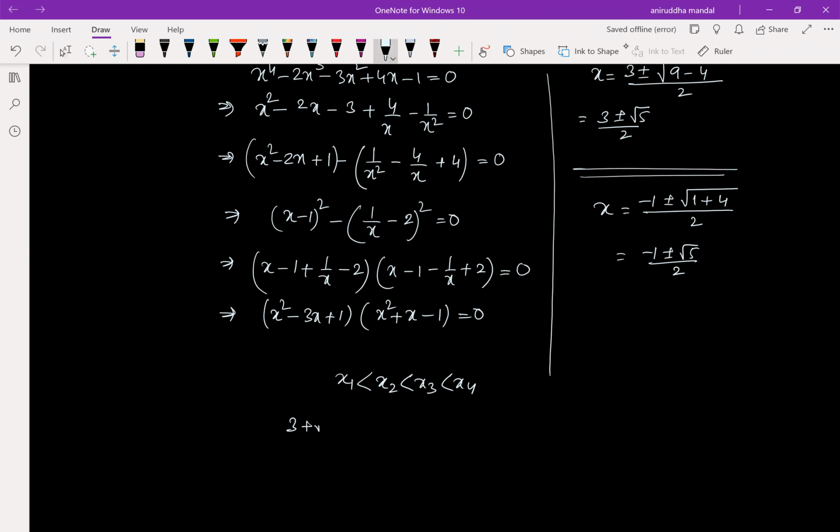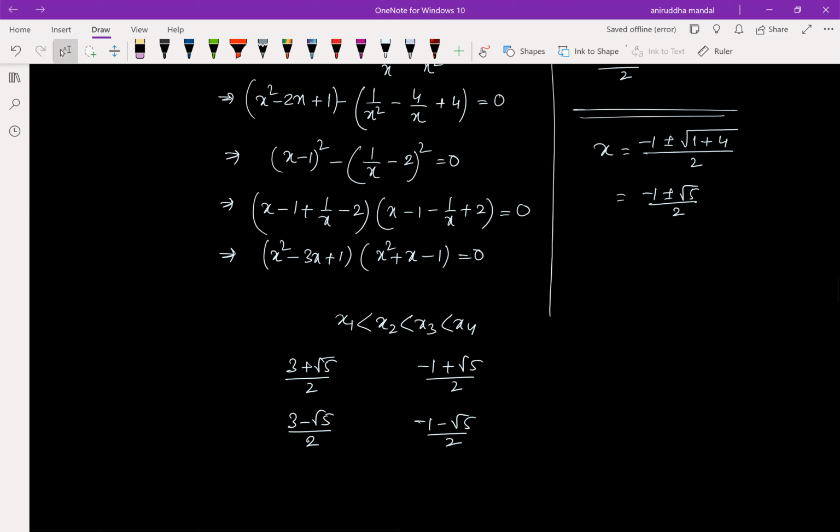The first one is 3 plus root 5 by 2 and 3 minus root 5 by 2. And the second expression is minus 1 plus root 5 by 2 and minus 1 minus root 5 by 2. So it is obvious that this is x4, the maximum value, and this is x1 because this is the minimum value. So now we have to check for x2 and x3.